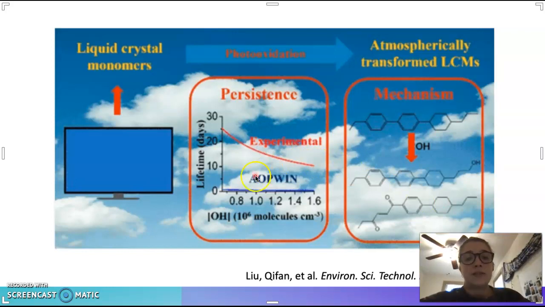And here in this figure, we can see that this blue line down here represents the lifetime of liquid crystal monomers that was thought to exist, while this red line is the new experimental data that researchers are just discovering now.